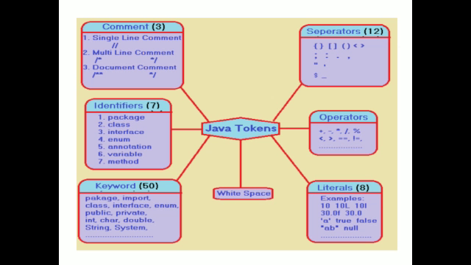Then you have separators. Separators are the symbols used to indicate where groups of code are divided and arranged. They basically define the shape and function of our code.